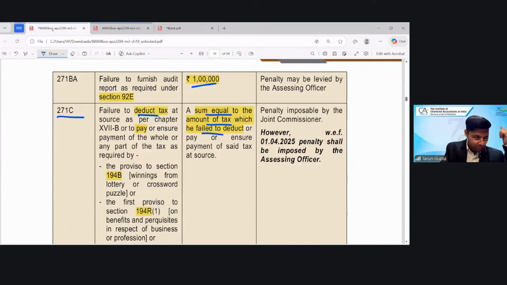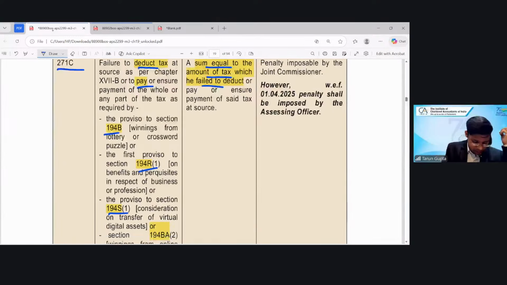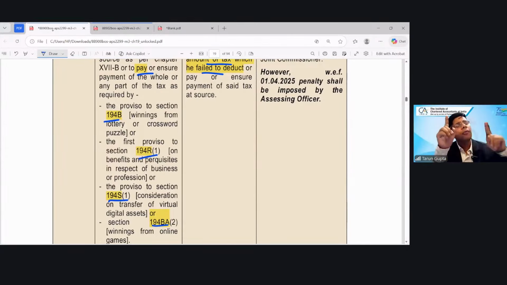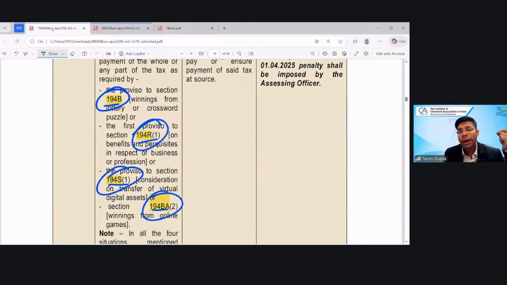Second is you fail to pay the tax under section 194B, R, S, or BA. So first, if you fail to deduct tax in any of the TDS provisions, then there's a penalty equal to the amount of tax you failed to deduct. But if you fail to pay the tax under these provisions: 194B is winning from lottery, 194R is benefit provided in the course of business or profession, 194S is virtual digital assets, 194BA is online game. If you remember, in all these four provisions, there is a concept of payment in kind.